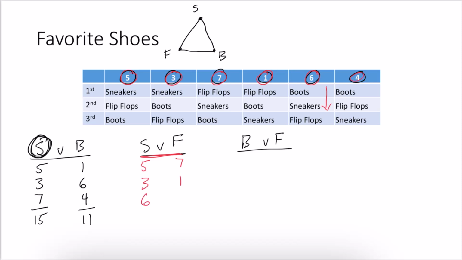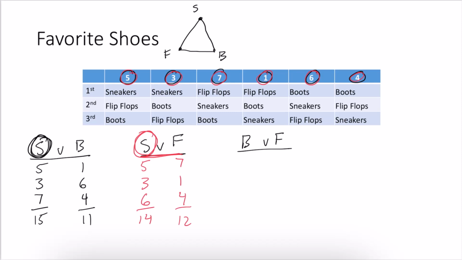And then these 4 votes, if I go down, will go to flip-flops because flip-flops are a higher preference than sneakers are. And so when I add up those numbers, 5 plus 3 plus 6 gives me 14 points. 7 plus 1 plus 4 gives me 12 points. And so that means that sneakers win those ones. And actually at this point, we already know that sneakers are going to win because sneakers have 2 points so far, and we only have 3 pairs. So they're going to win the overall vote. But we'll go ahead and figure out who wins this last pair just to be thorough.